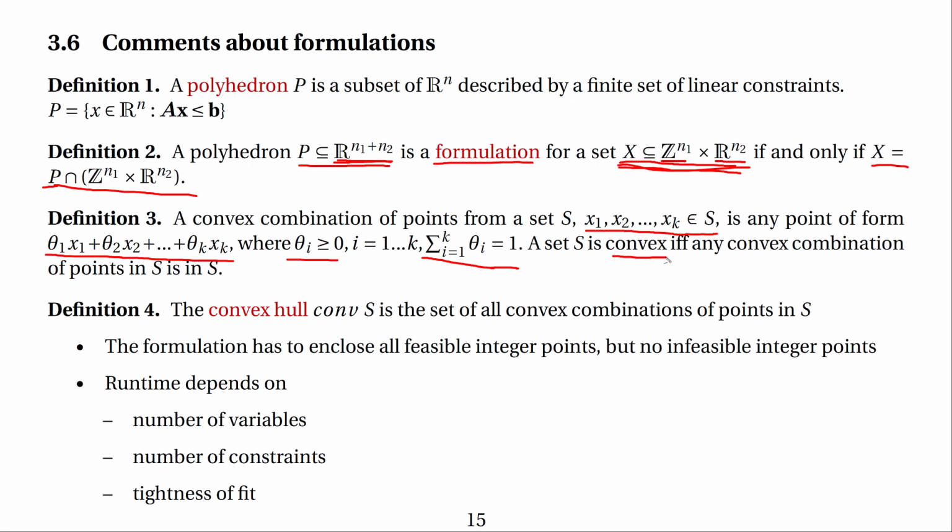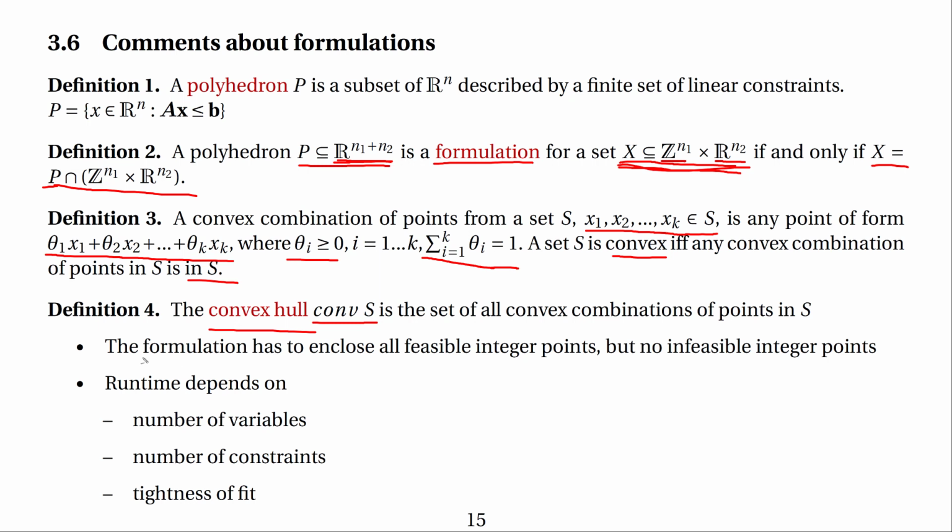A set S is convex if and only if any convex combination of points in S is in S. So I wrote this for arbitrary sets. Generally this is maybe Rn, and then these x1 to xk would be vectors. Finally, the convex hull, also written as conv S, is the set of all convex combinations of points in S.